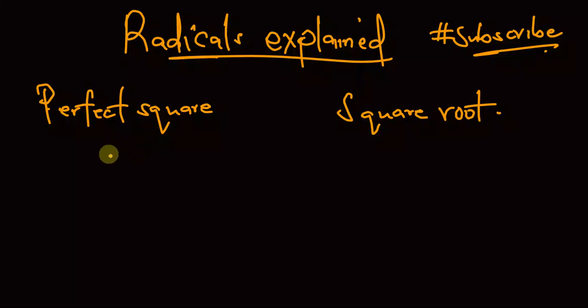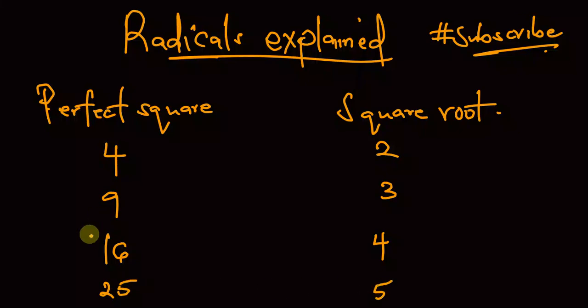Which number is a perfect square? We have started with the 4. Square root of 4 is 2. 9 is also a perfect square. Square root of 9 is 3. 16 is also a perfect square. Square root of 16 is 4. 25 is a perfect square. Square root of 25 is 5. And so forth. Those are the square roots.